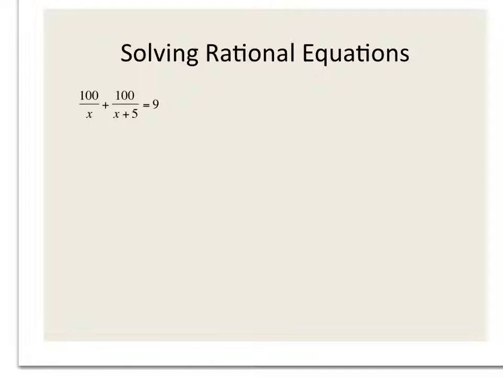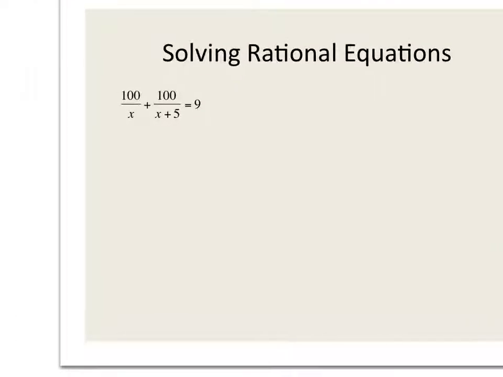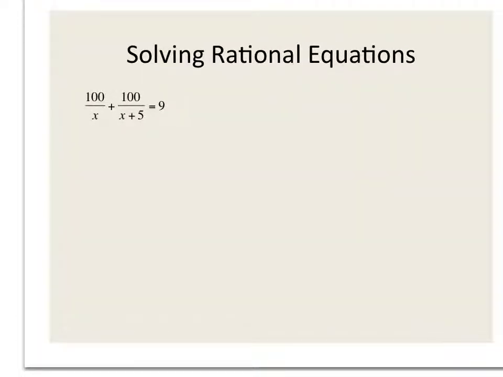In this example, we're going to start out the same way we did our last example, in that we first need to be able to combine that addition together. The only way we can do that is to get a common denominator. The common denominator is going to be x times x plus 5.